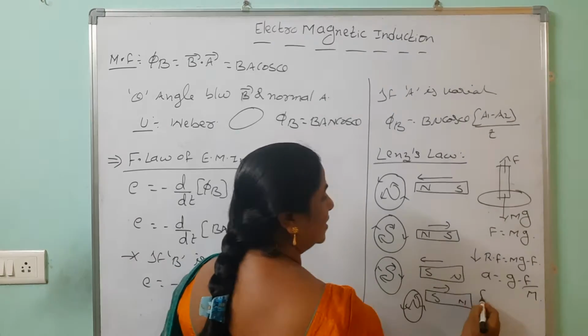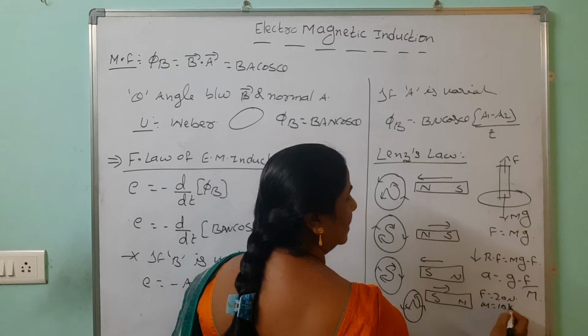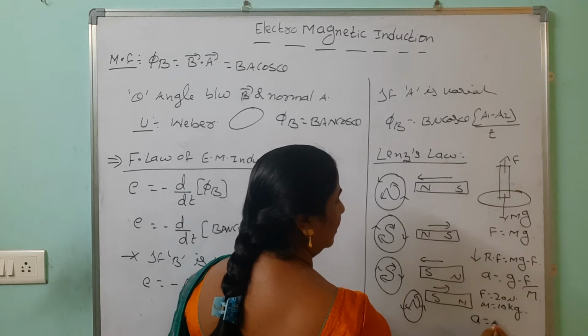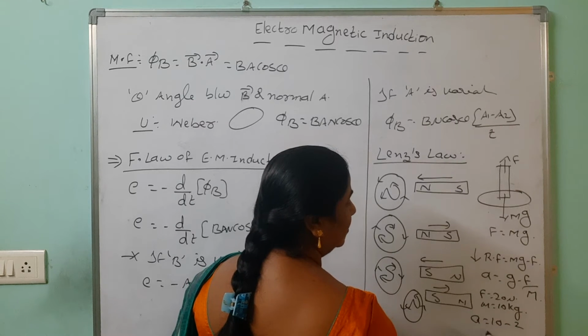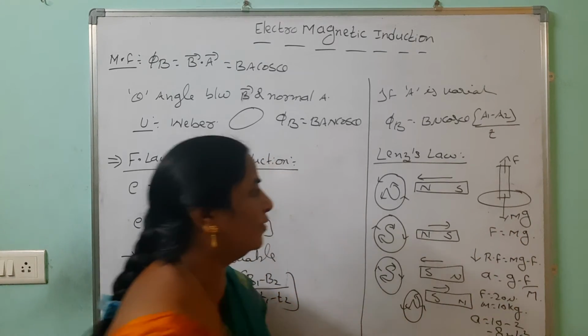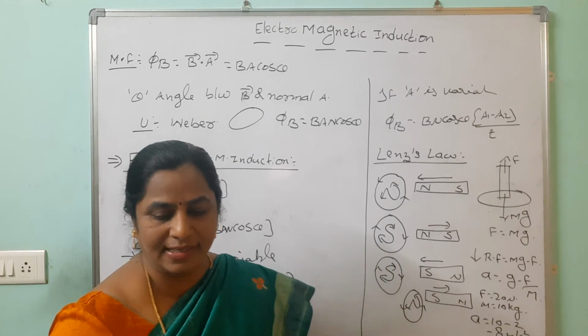Look here, suppose F equals 20 newtons, m equals 10 kgs. Then a equals g value, approximately 10, minus 20 by 10, which is 2, so 8 meter per second square. Like that we can find out the acceleration. So this is about Lenz's law.